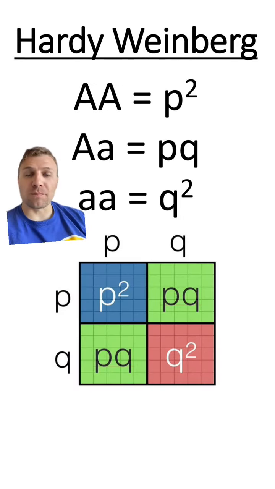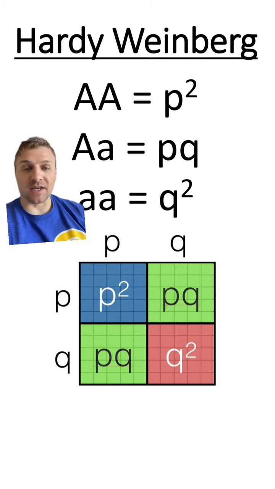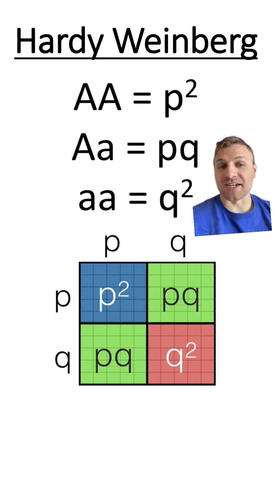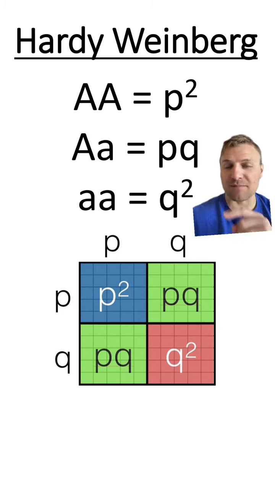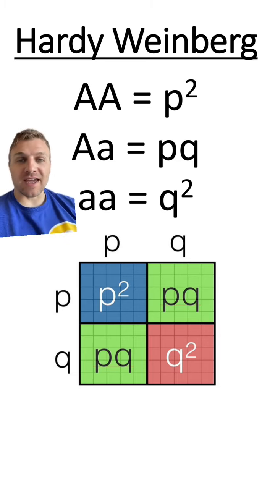Since the variable P is going to represent the dominant allele, the homozygous dominant genotype is going to be represented by P squared. And since Q represents the recessive allele, the homozygous recessive genotype is going to be represented by Q squared. The heterozygous genotype is going to be represented by a mix of these two variables, P and Q.